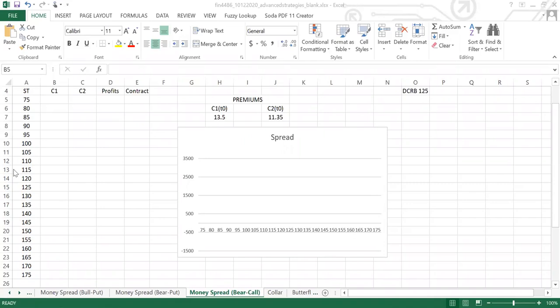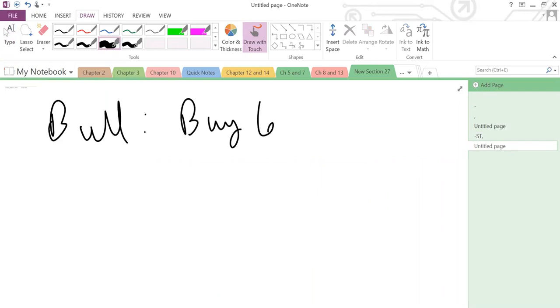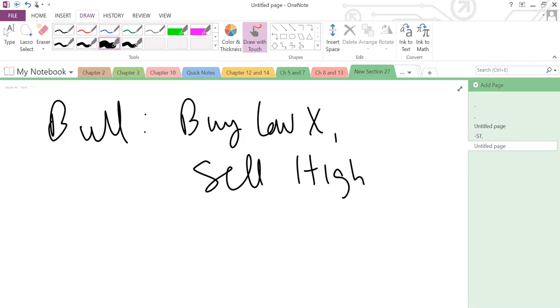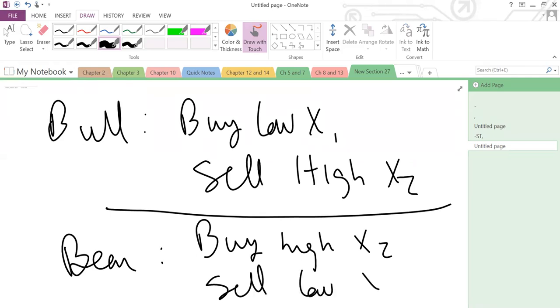Keep in mind the difference between a bear spread and a bull spread, that way you will not be confused. I'm going to share this whiteboard once again very quickly just to get this very clear. In a bull spread, you're buying the low strike and selling the high strike. In a bear spread, it doesn't matter if it's with calls or puts, you're doing the opposite. You're buying the high strike and you're selling the low strike.